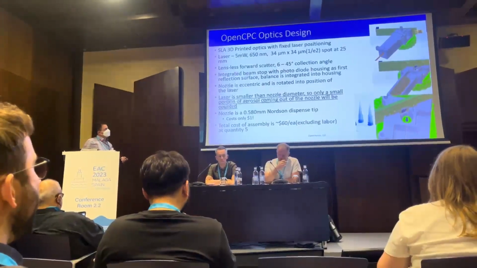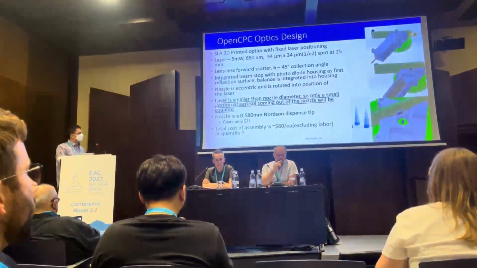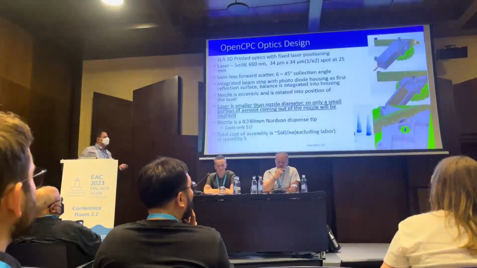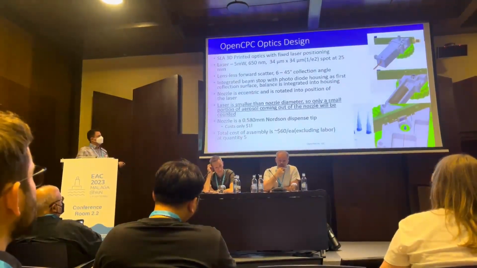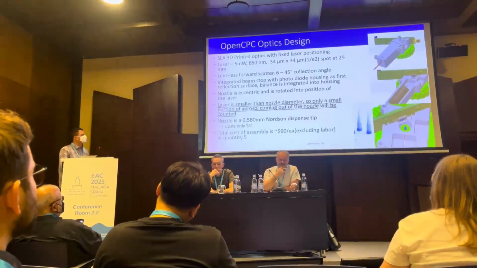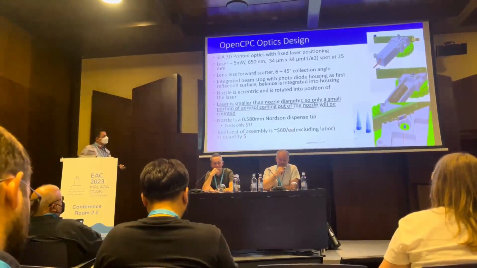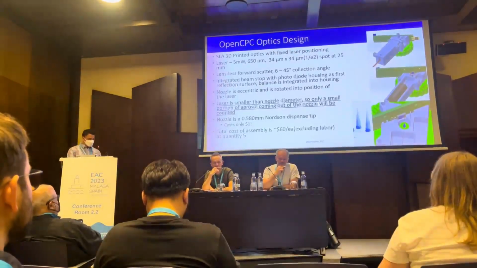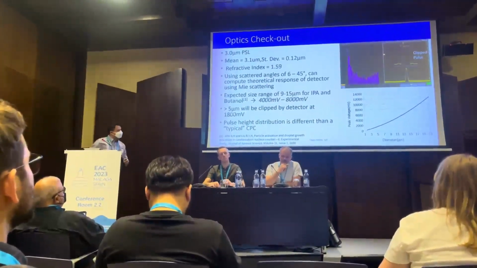Our laser is smaller than the nozzle diameter, so we're only going to count a portion of the flow coming out of the nozzle. In this case, we made our nozzle out of a 0.58 millimeter Nordson dispense bit that we used for adhesive dispensation. That precision nozzle costs a whopping $1. So the total cost of this assembly, everything you're seeing here, including the electronics, including my time to build it, is $60 at 1D5.